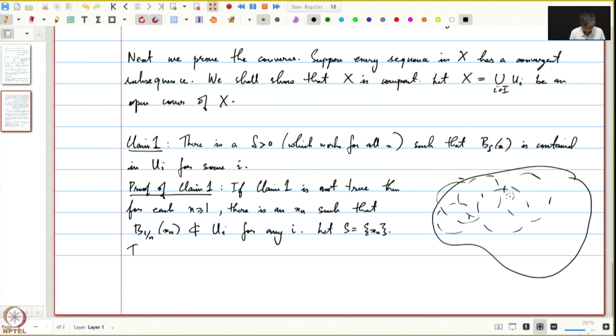Okay, so then, by our assumption, there is a convergent subsequence xnj, and let's say this converges to some x naught in X. Okay.